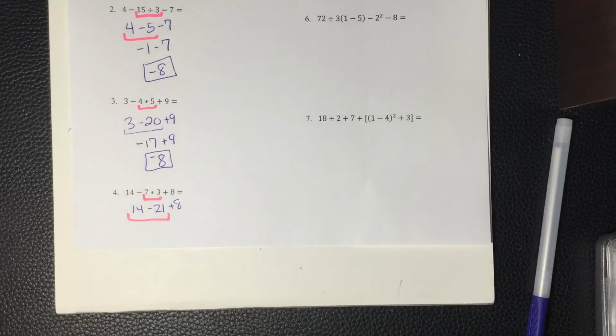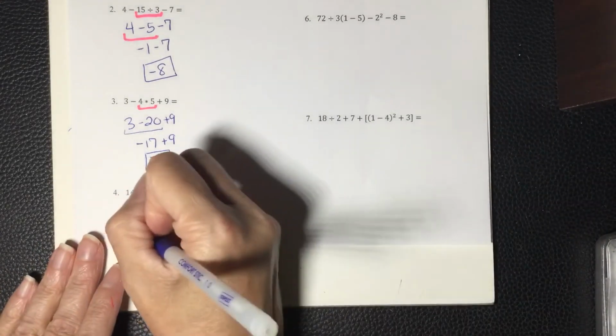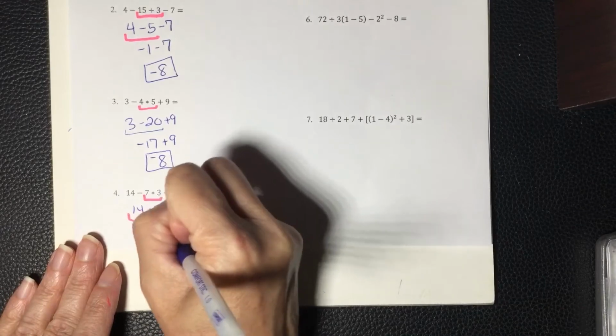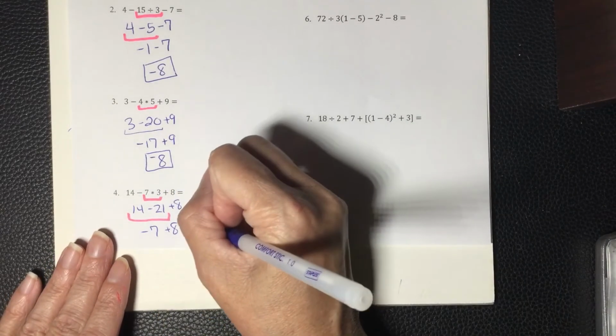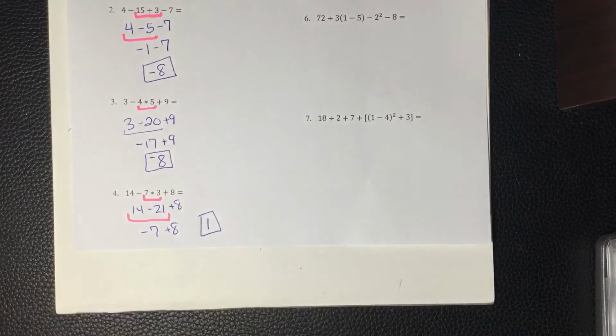14 minus 21, that's going to give me negative 7. Negative 7 plus 8, signs are different. I subtract, and I keep the sign of the bigger number. That's going to be a positive 1.